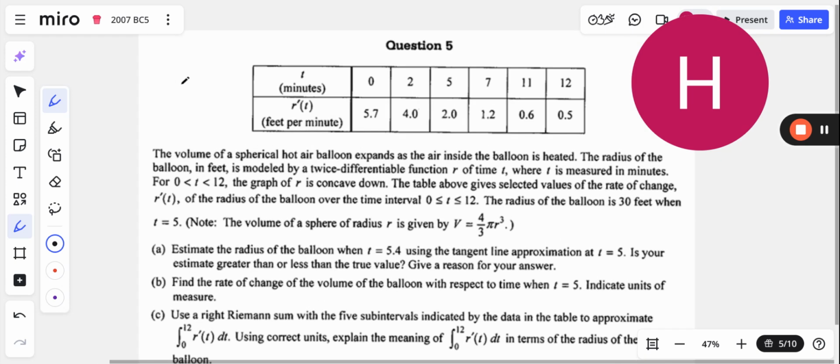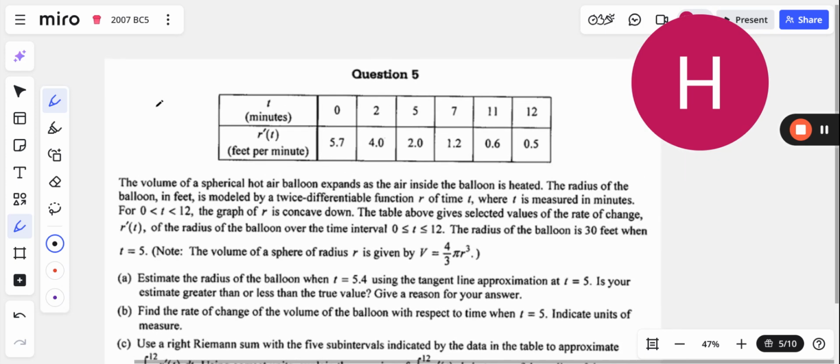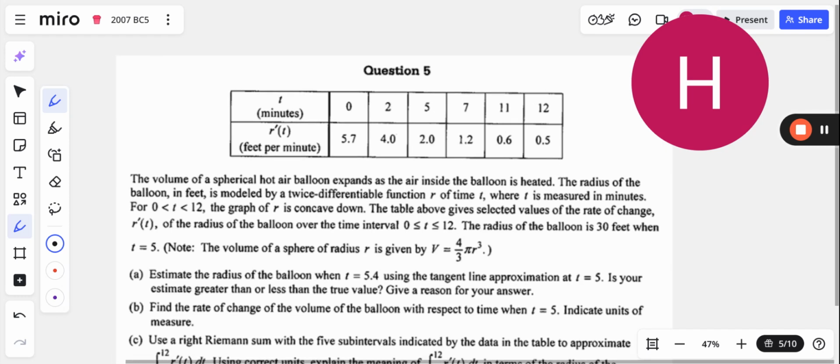Alright, we're going to start off by analyzing this problem. This is kind of a related rates meets integration approximation problem. We're given a chart. It's r prime. R is usually the radius, so some kind of radius, and r prime means the change in radius. We see feet per minute. So how fast is the radius changing of something?